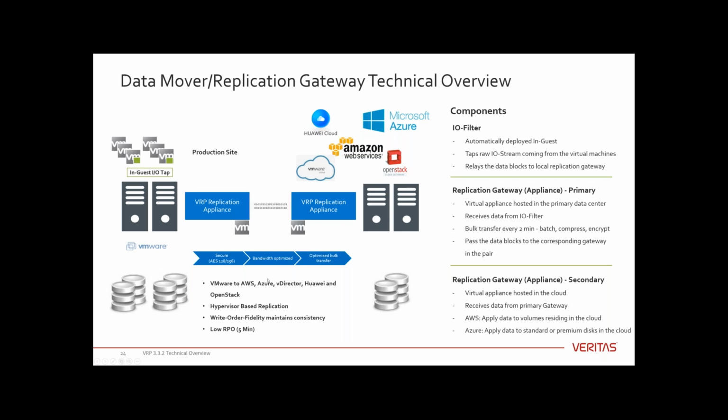So that's kind of the big advantage there to using VMware to another VMware environment. Some of the parameters are configurable too, depending on the bandwidth you have between these two appliances. What you'll see here is that we do a bulk transfer of data every 2 minutes. That's actually the default configuration, but it is entirely configurable.